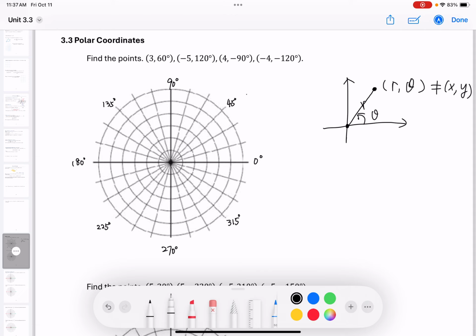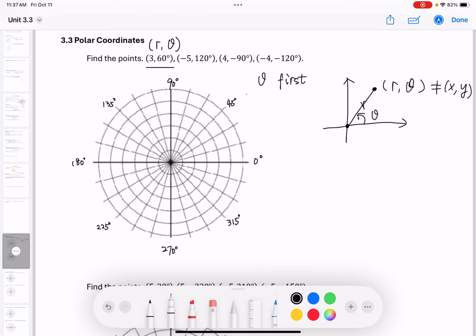Let's see. If I have 4 points, we need to plot the points on the polar coordinate plane. First we have the point (3, 60). That means r is 3, theta is 60 degrees. We always start from theta, so the angle goes first. Let's find the angle 60 degrees.